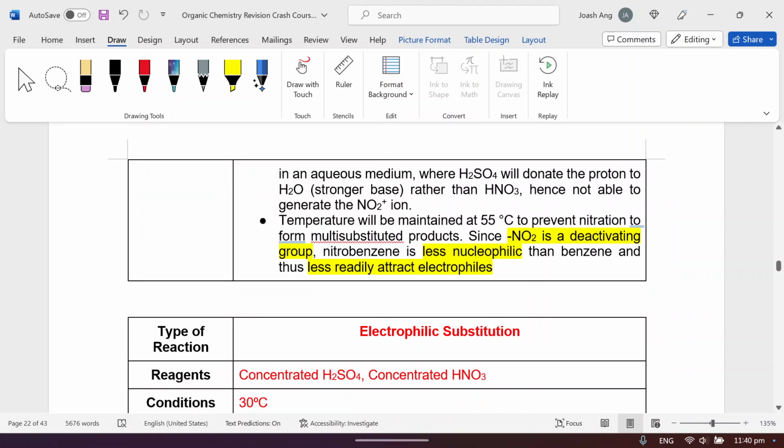And we have the temperature maintained at 55 degrees Celsius to prevent the nitration from forming multi-substituted products. Since NO2 is a deactivating group, your nitrobenzene will be less nucleophilic than benzene, because the electron density of benzene in nitrobenzene will be pulled away by the NO2 group by both the inductive and resonance effects.